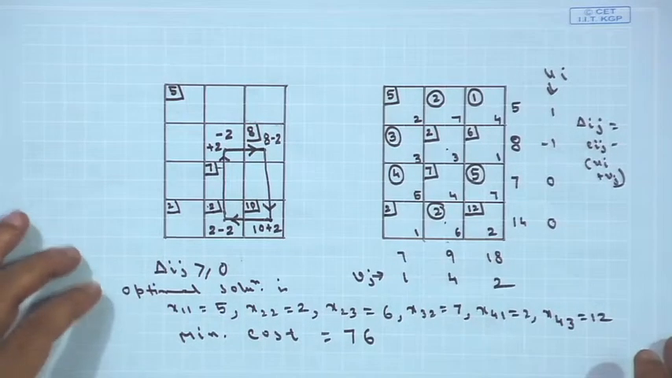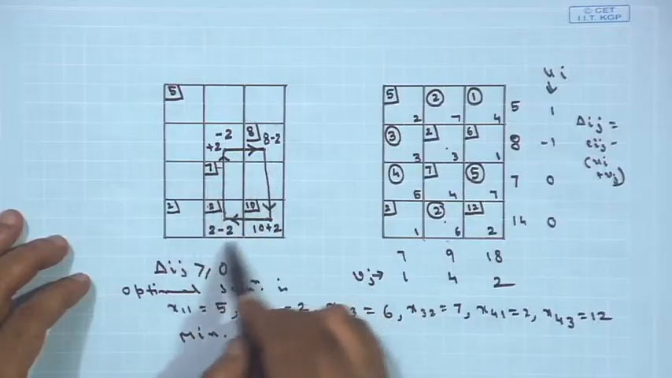I hope it is clear that whenever you have the loop, that means whenever I am trying to check whether the initial basic feasible solution is optimum or not, in that case, you first calculate u i and v j from the formula c i j equals u i plus v j, and from there you calculate delta i j. Delta i j equals c i j minus (u i plus v j). If all delta i j are greater than or equal to 0 for all i j, then the solution is optimal.